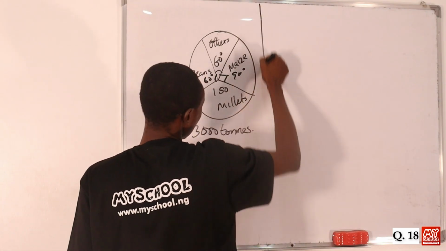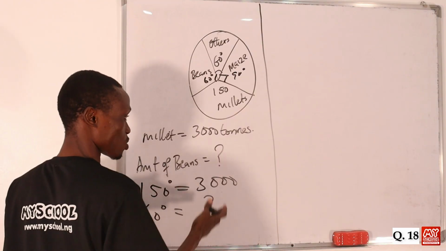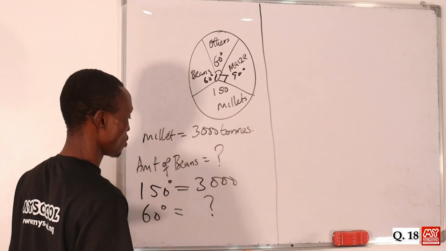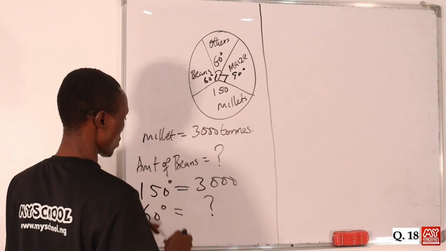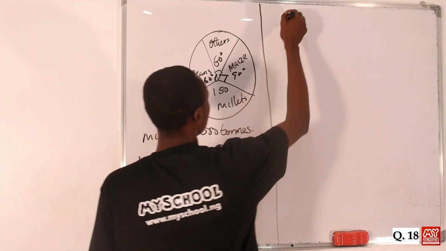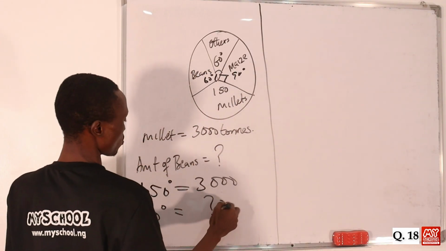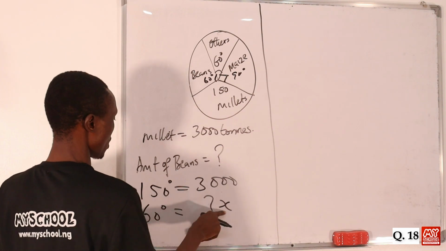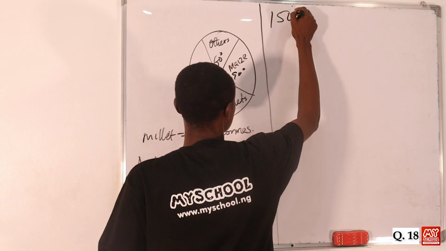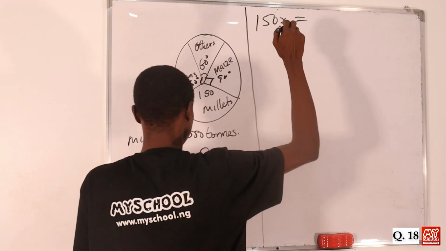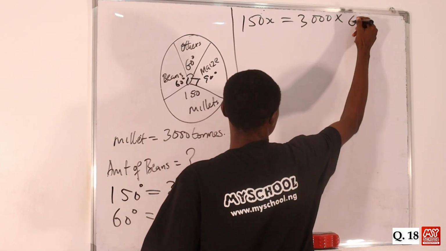Of course, if you don't want to use this method, there's another way you can use to solve this question, but it will take more time. So it's better to approach this question this way. If we cross multiply, these two will cross multiply. So let's call it s. If we multiply s by 150, we'll have 150s being equal to 3000 times 60.